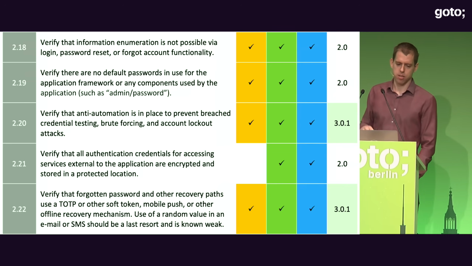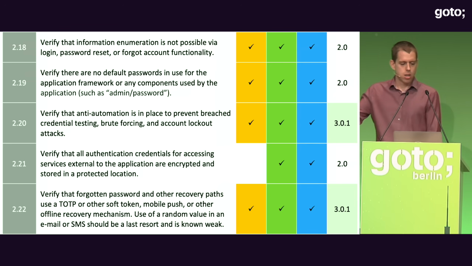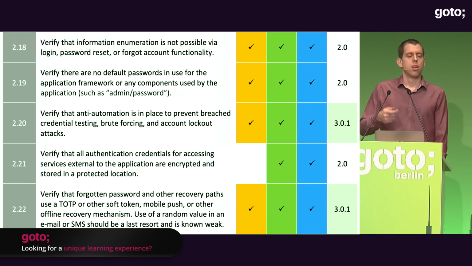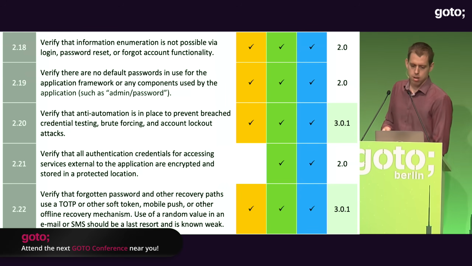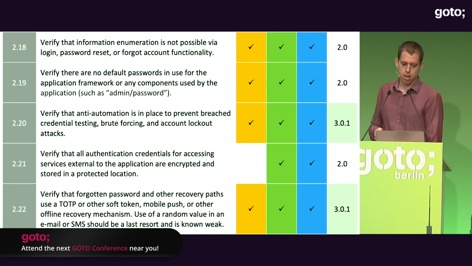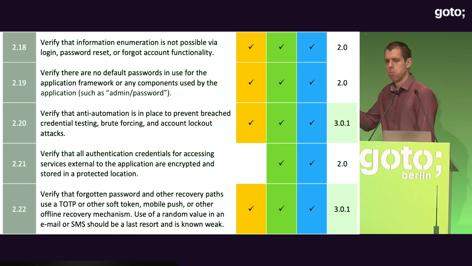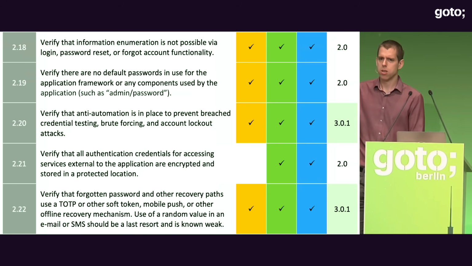There are about 30 items in this category. Here we have things like not using default passwords, which is important as well, and the automation in place to prevent the use of previously breached credentials. And it goes on and on.